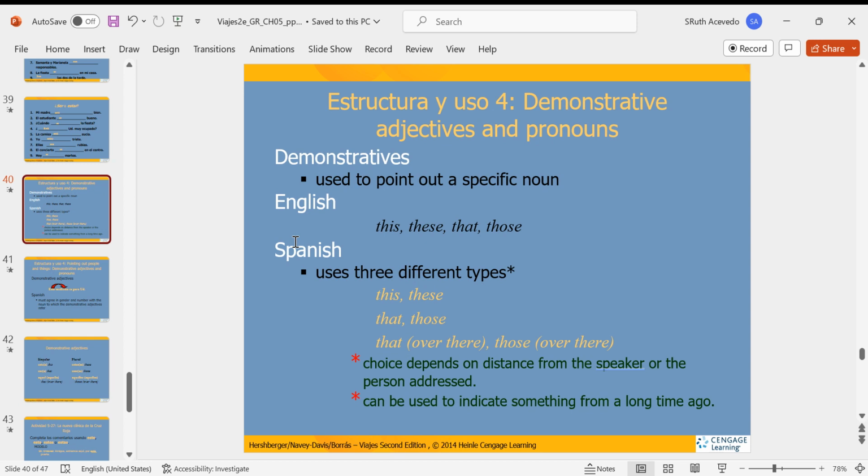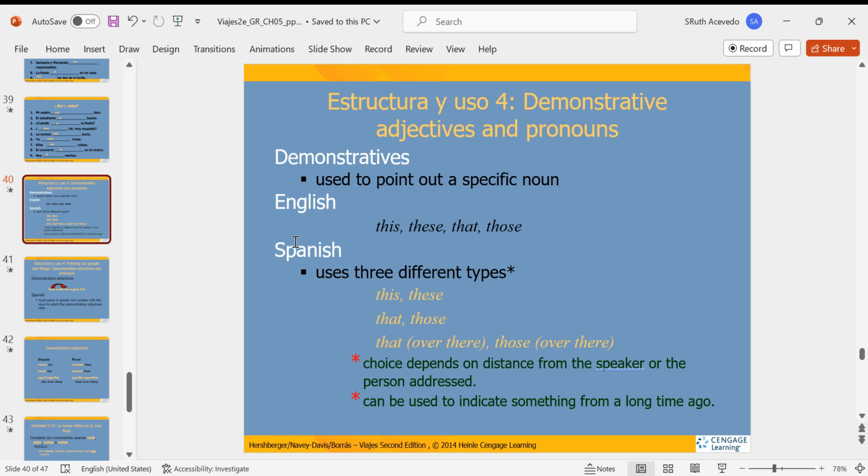Today we have the lesson of demonstrative adjectives and pronouns, pronombres y adjetivos demonstrativos. They are used to point out a specific noun, which means they are referring to a noun in the sentence. In English, it's this, these, that, or those. In español, we use different types.